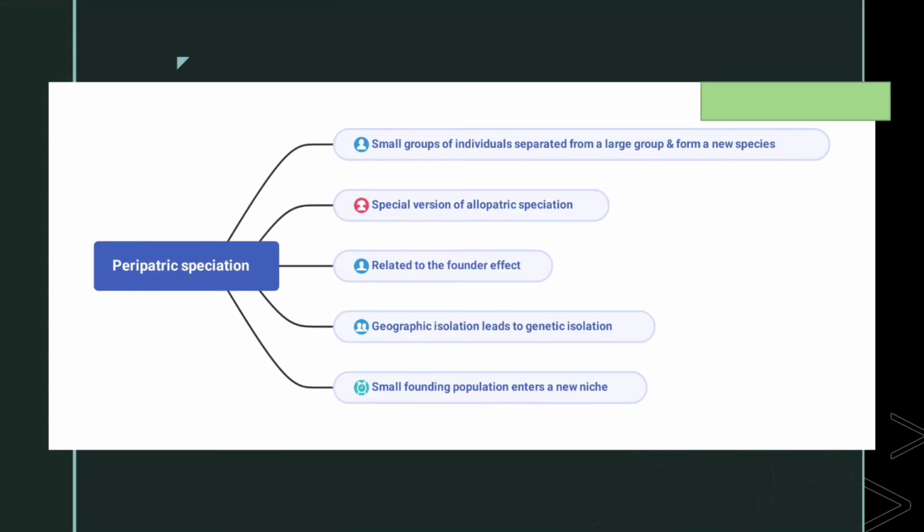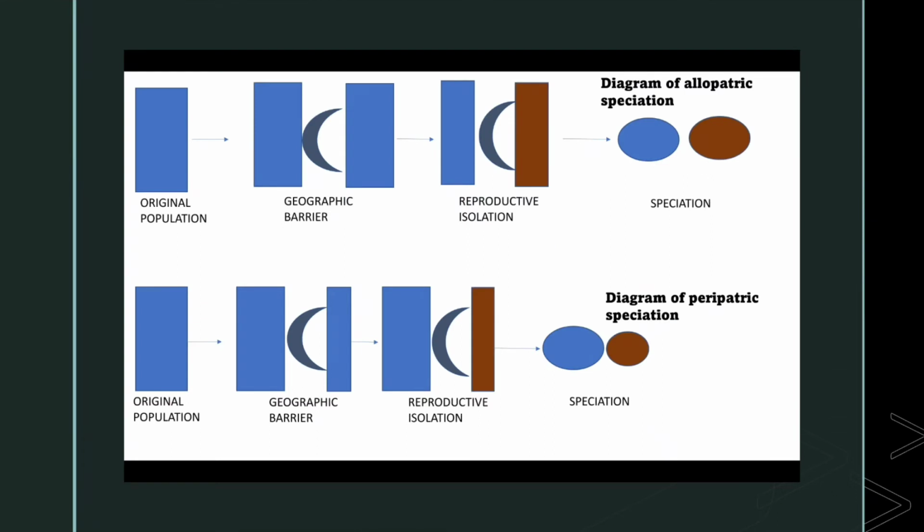Next, peripatric speciation. What is peripatric speciation? When a small group separates from a large group to form a new species, this is called peripatric speciation. The main difference between allopatric and peripatric is that in peripatric speciation, one group is smaller than the other. And peripatric speciation is an example of the founder effect. With the founder effect, we know that a small group of individuals migrates to new areas. So we can say peripatric speciation is an example of the founder effect.